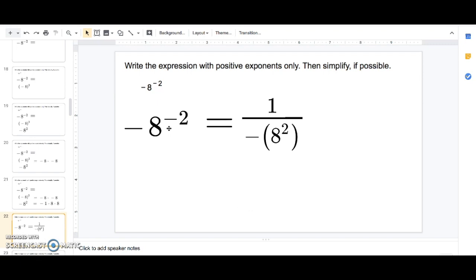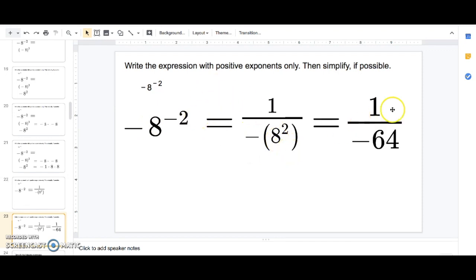So this will be 1 over negative 8 squared. Write the 8 squared inside parentheses away from the negative, because this negative isn't part of the exponent. But we move it down because we have a negative exponent. So then we'll have 1 over negative 64. So we'll have a negative 1 over 64.